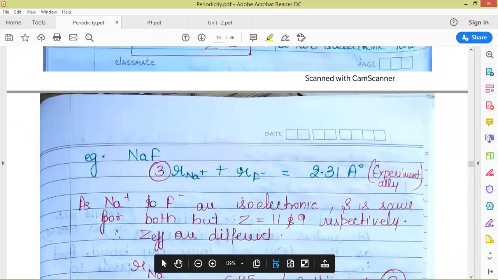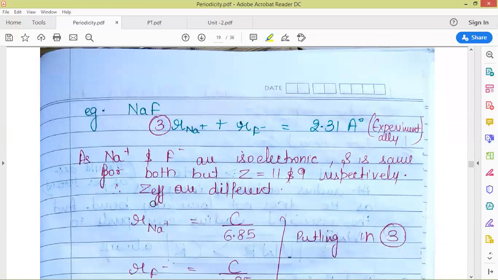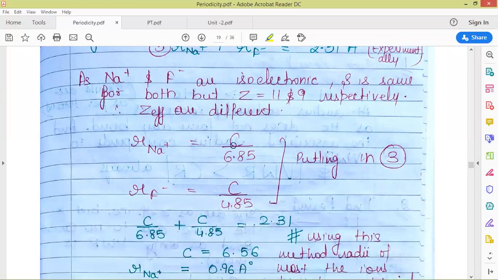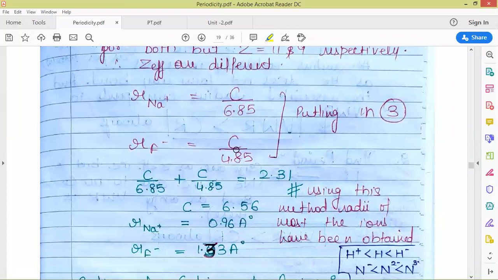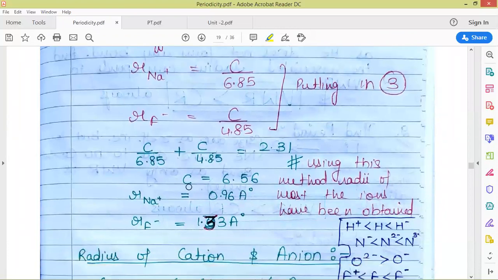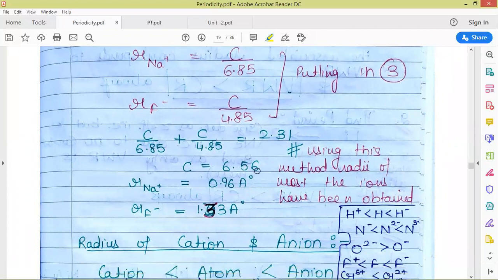Here we can see that the number of protons is different in the two cases. The screening constant is going to be the same for both of them because they are isoelectronic, but their atomic number, that is the overall nuclear charge, was different. Sodium has a nuclear charge of 11 and fluorine has a nuclear charge of 9. So that is why the value of Z effective has come out to be different. C is the same for both. So from here we can calculate the value of C. C came out to be 6.56.